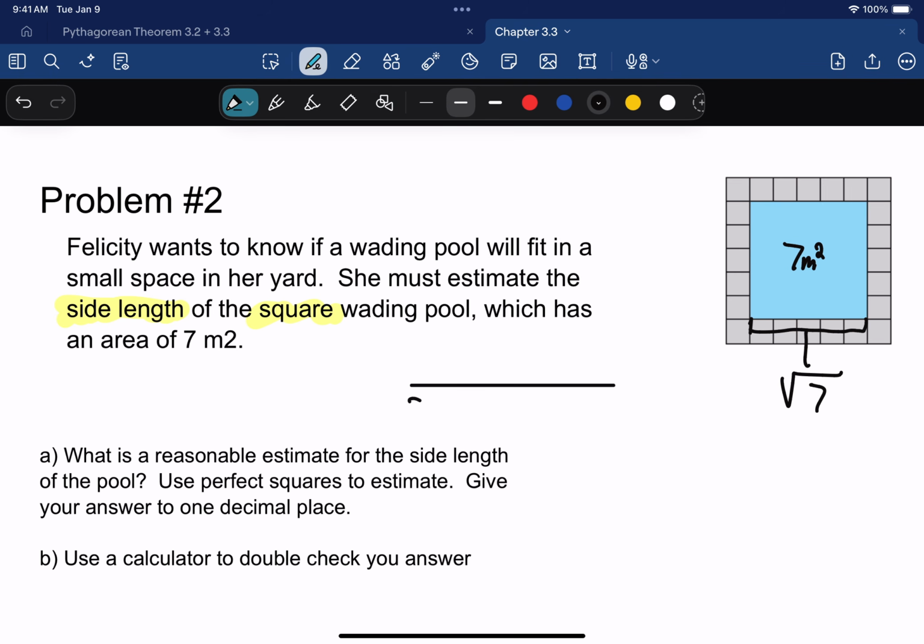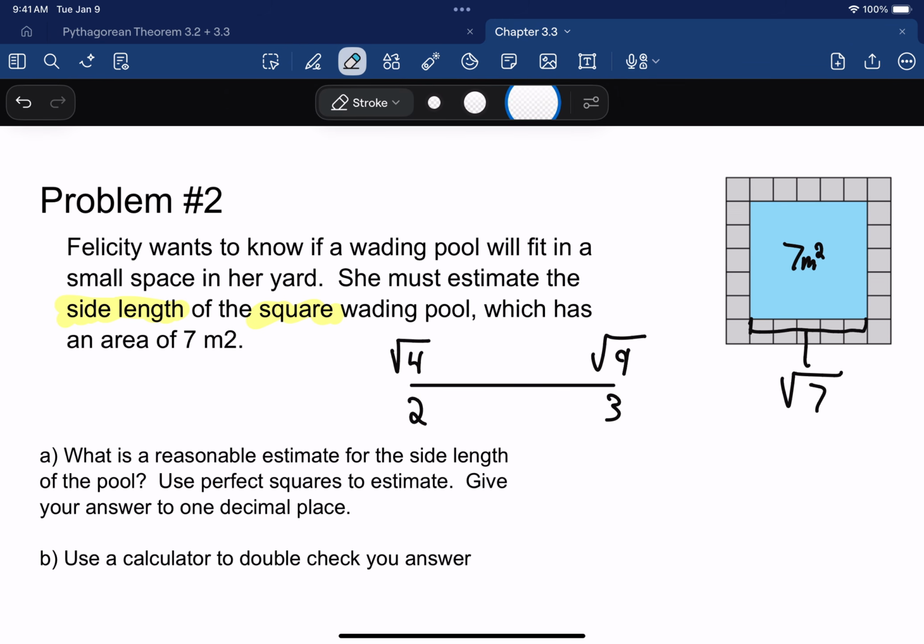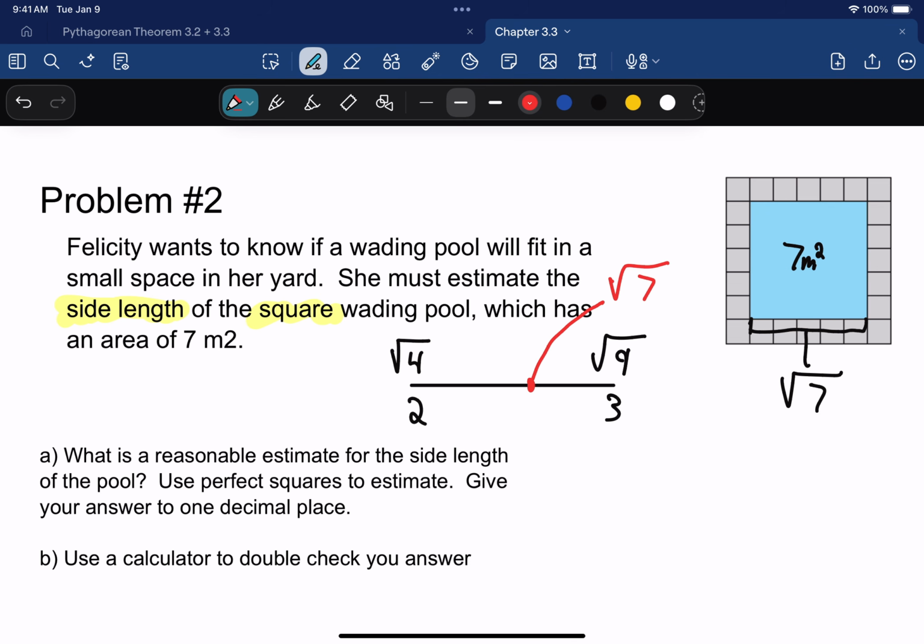If we did 2 down here, this would be the square root of 4. And if we did 3, this would be the square root of 9. So the square root of 7 is going to fall somewhere in between here, a little bit closer to 9. Right? Square root of 7. So we could say this might be around 2.9. I don't know, 2.6. How about that? 2.6 would be our estimate.